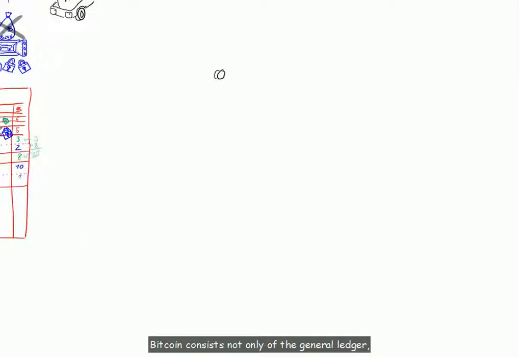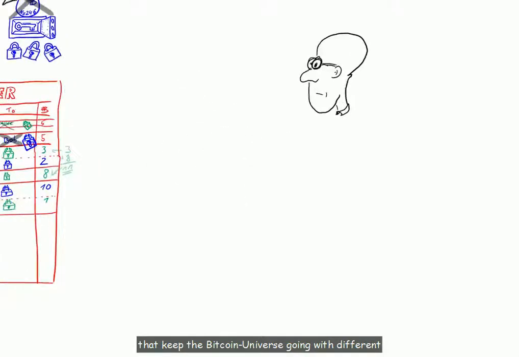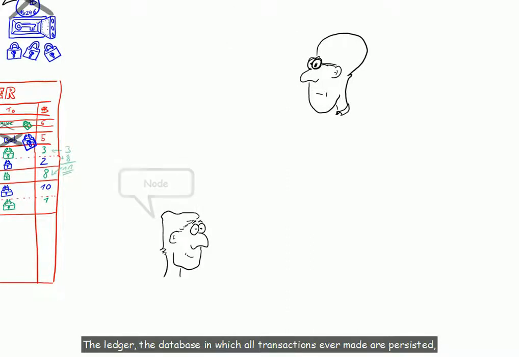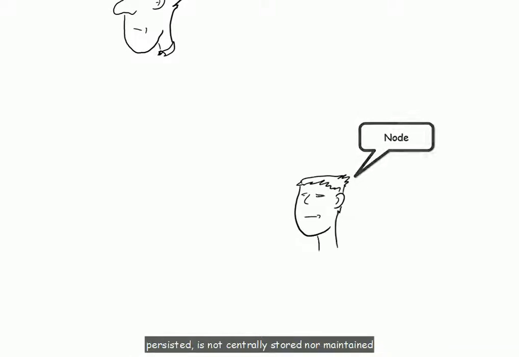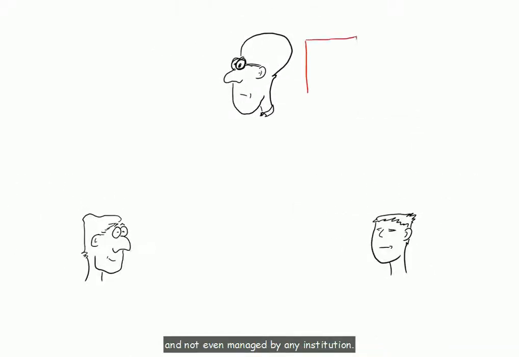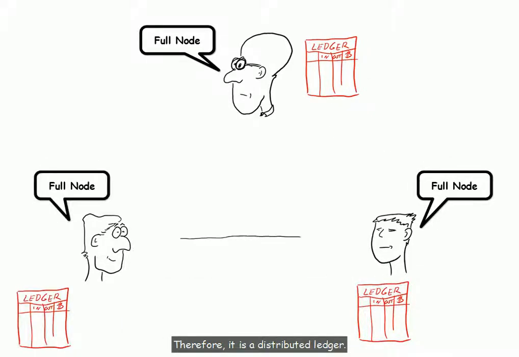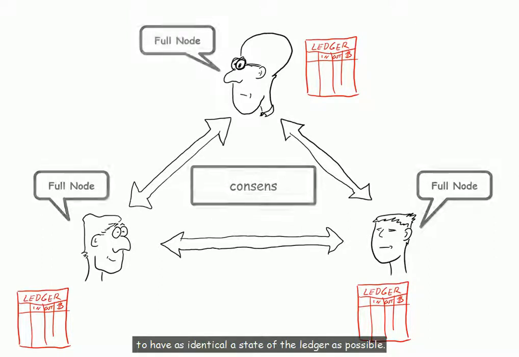Bitcoin consists not only of the general ledger, but of a multitude of autonomous servers that keep the Bitcoin universe going with different tasks. The participating servers are called nodes. The ledger, the database in which all transactions ever made are persisted, is not centrally stored nor maintained and not even managed by any institution. In fact, there are very many copies of the ledger on different servers called full nodes. Therefore, it is a distributed ledger. The nodes are in constant contact to have as identical a state of the ledger as possible.